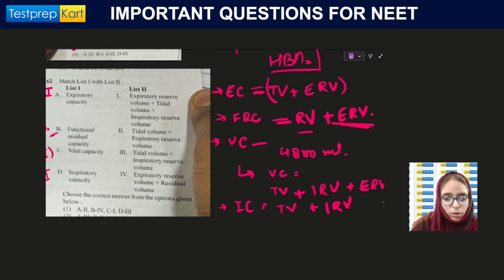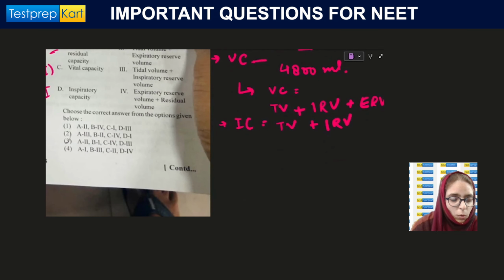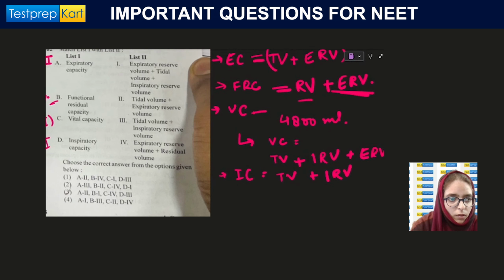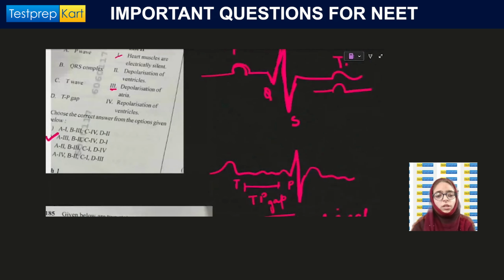Now we will go through the options given below. A2, here is A2, here is A2. That means these are cancelled. A2, B4, here is B4, here is B1. So this is also wrong. This one is the correct answer: A2, B4, C1 and D3. These are the questions we discussed in today's session from the NEET 2024.